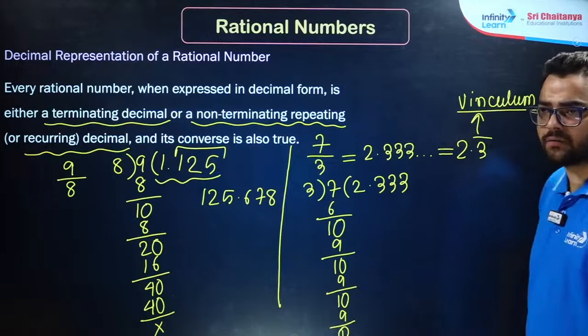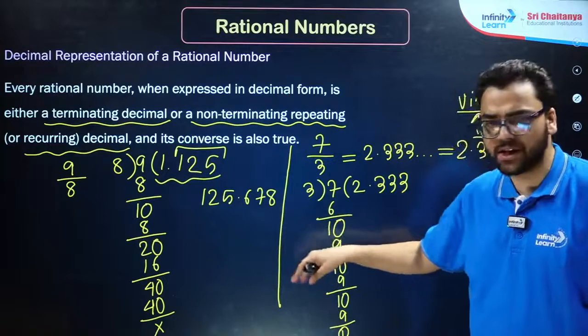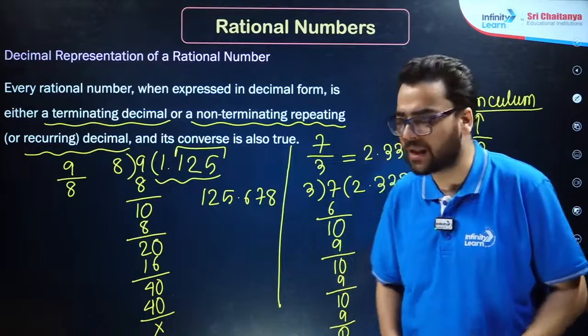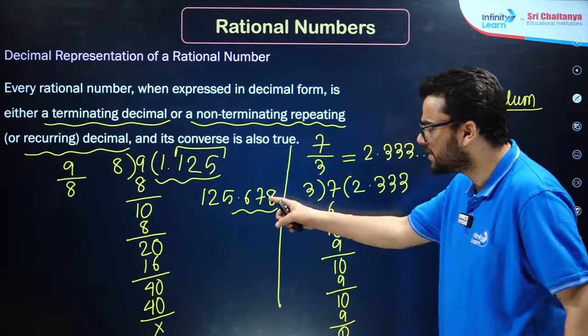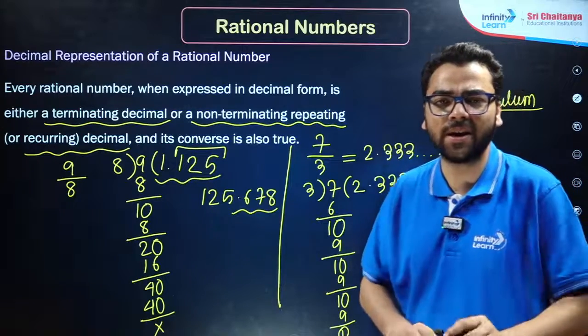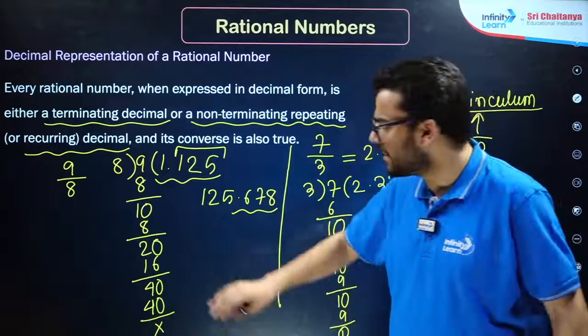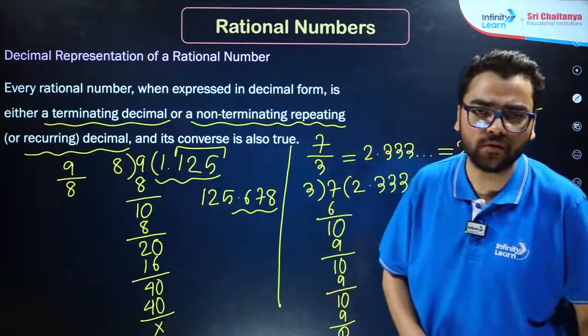This bar is called vinculum. Is it clear? So only 2 types of decimal representation of a rational number can be there. It can be a terminating decimal representation. It means it is stopping after some places of decimal, and you will get a terminating decimal representation when it is exactly divisible, or you can say the remainder is becoming equal to 0.